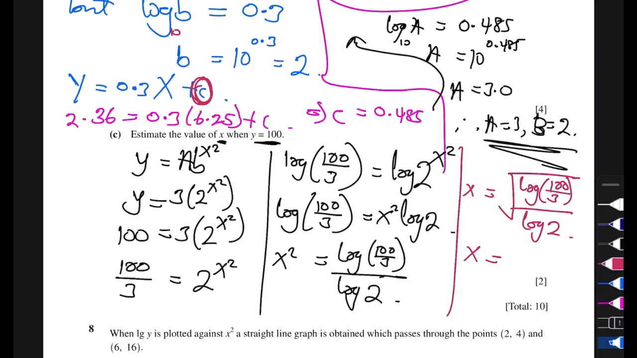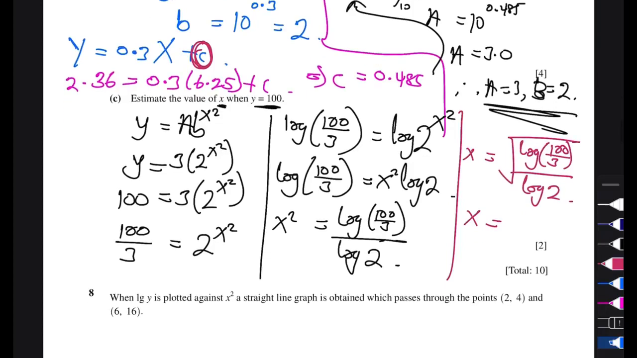So log 100 over 3 and then divided by log 2. According to my calculator, my answer is 2.25. Okay, so that's how to go about it.